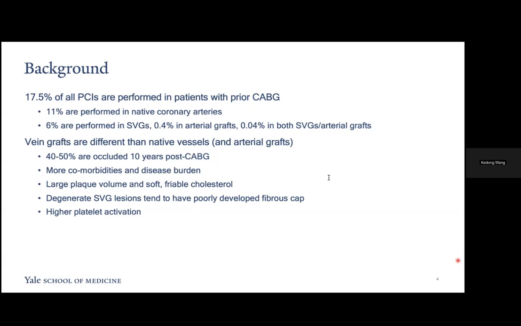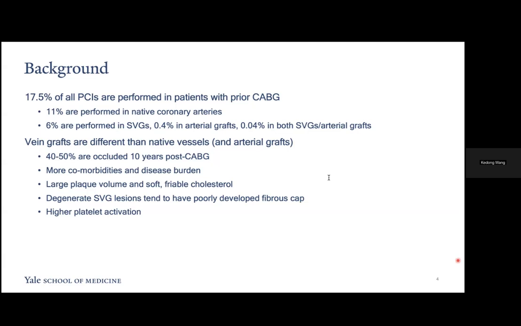Of those PCIs that were performed, of those 17.5%, 11% are performed in native vessel coronary arteries, and then 6% are performed in venous grafts, whereas only 0.4% are performed in arterial grafts, obviously because usually those are patent, and even fewer are performed in both SVG and arterial graft during index hospitalization, at 0.04%.